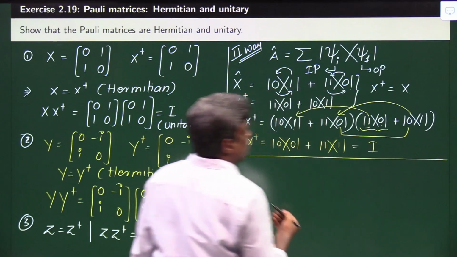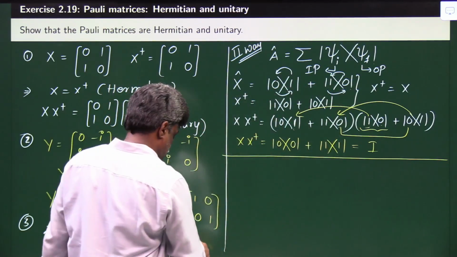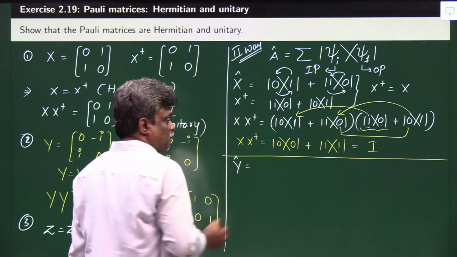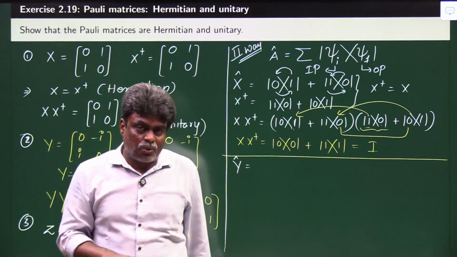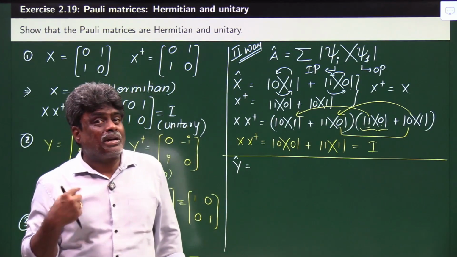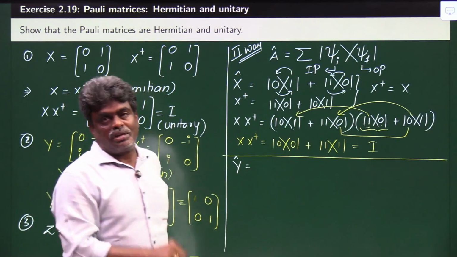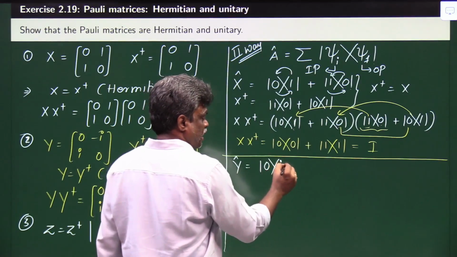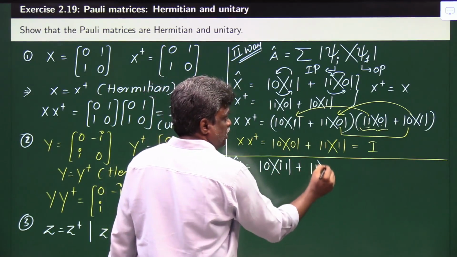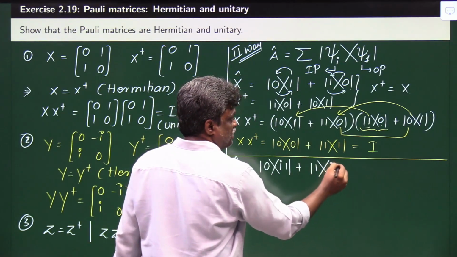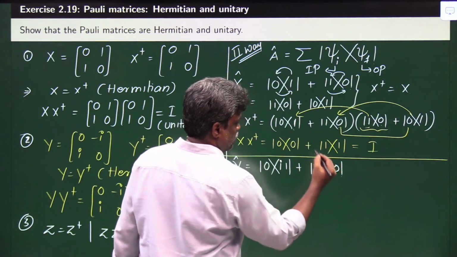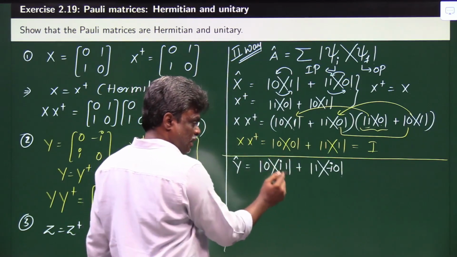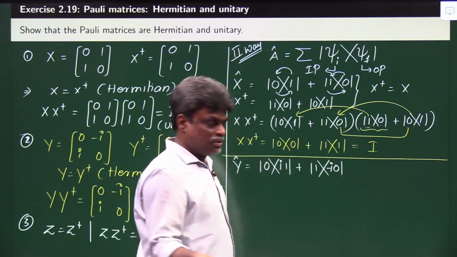I will find that for Y also, and after that you please try Z yourself. Now here I am taking Y. So what is this Y operation? If you remember, Y operates on 0, you will get iota 1. Y operates on 1, you will get minus iota 0. Right. So for Y, input is 0, output iota 1, plus input is 1, output is minus iota 0. Once again, 0 input, iota 1 output, 1 input, minus iota 0 output.